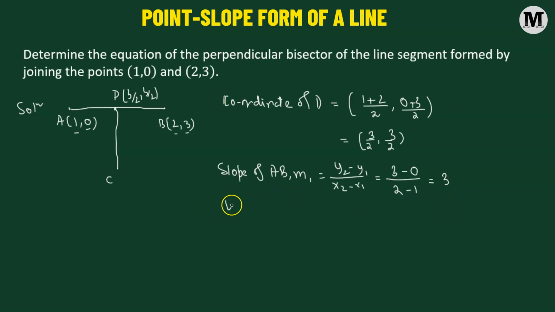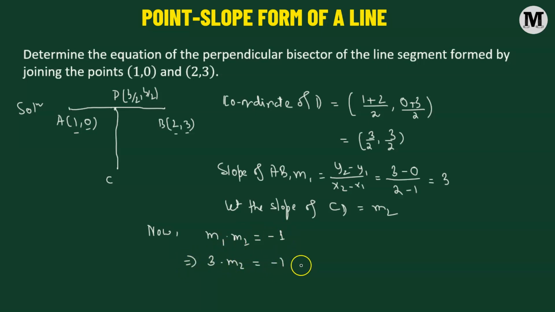Now let us suppose that the slope of the other line, the perpendicular line, the slope of CD, is denoted by the letter M2. Now we know for a fact that whenever we have two lines that are perpendicular to each other, the product of the two slopes must be equal to -1. Which means that since M1 has a value of 3, 3 times M2 must be equal to -1. And solving for M2, we get M2 equals -1/3.